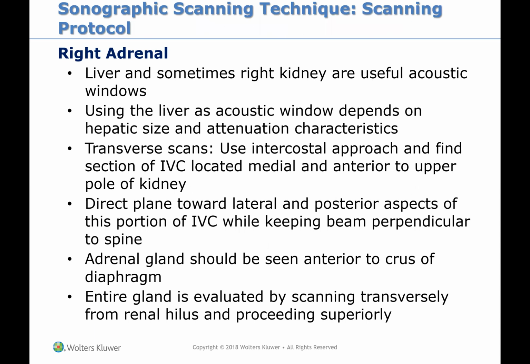Liver and sometimes right kidney are useful acoustic windows, and using the liver as the acoustic window depends on the hepatic size or attenuation characteristics. Transverse scans, use of intercostal approach, and find the IVC located medial and anterior to the upper pole of the kidney. And so you look in between those two places, and then you should be able to visualize it. It's just a lot more difficult than you would think because they're very small.